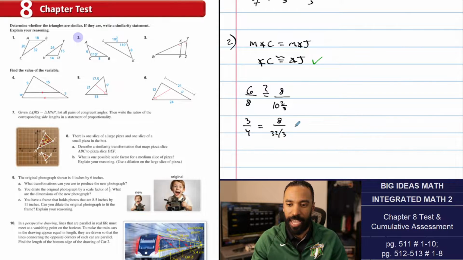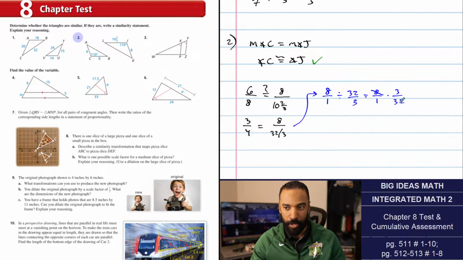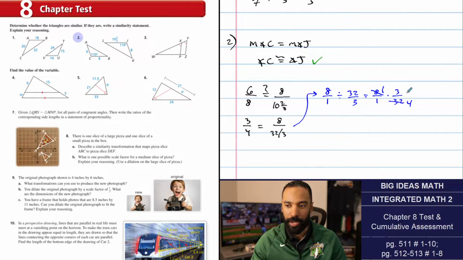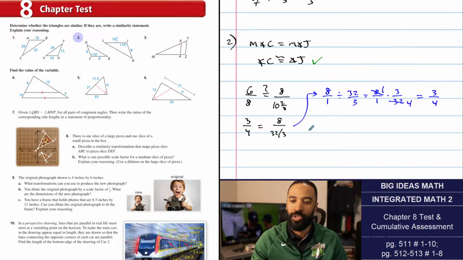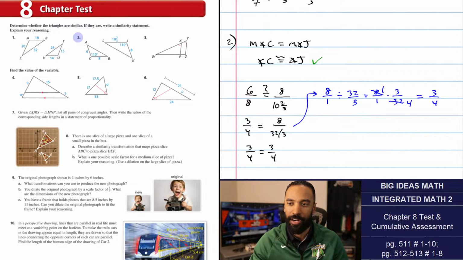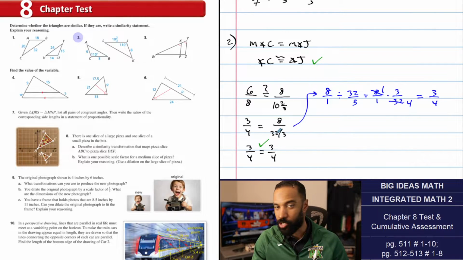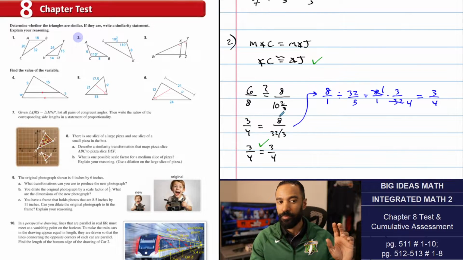Now, I'm going to take 8 over 1 and divide it by 32 over 3, which is the same as 8 over 1 times 3 over 32. 8 divided by 32 is 1/4, and 1 times 3 is 3, and 1 times 4 is 4. You do get 3/4. So they share the same similarity ratio. So the sides are in proportion with each other here.